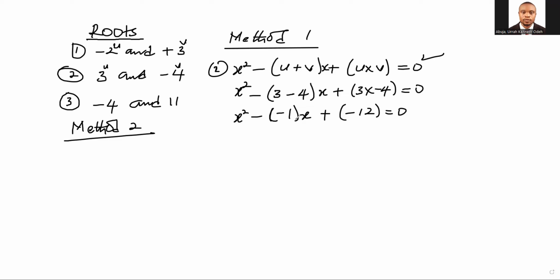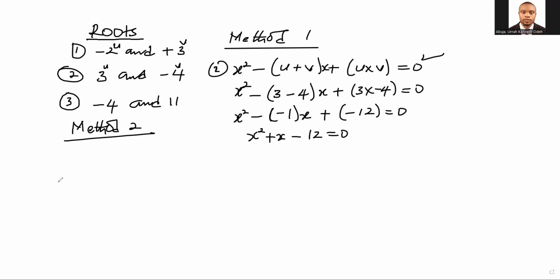So let's open this bracket. There's a minus here and a minus here, so minus times minus gives us plus. So we have x squared plus x. Now plus times minus is minus, so we have minus 12 equal to 0.